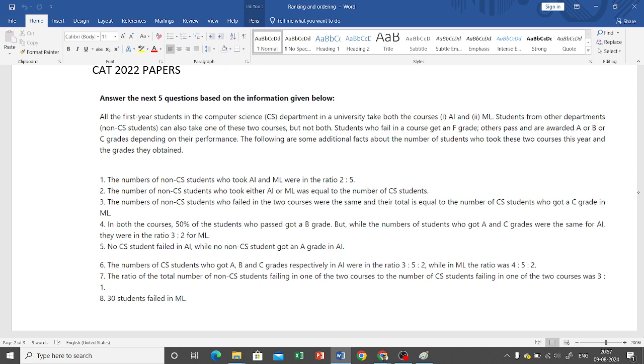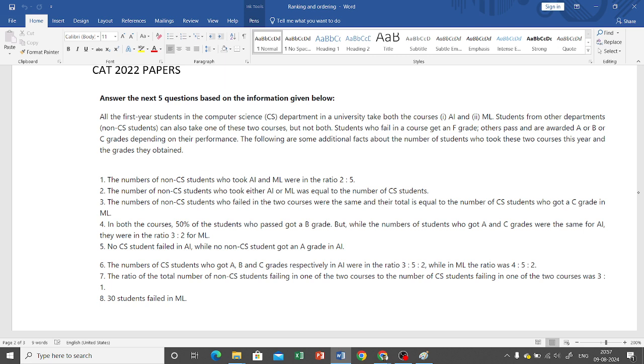I have sent the document, I sent it for you to read once. So all the first year students in the computer science department in the university take both the courses AI and ML. So remember, computer science students have to take both of them, AI and ML. Students from other departments, non-CS, can also take one of these two courses. So other people take one of these, but not both.